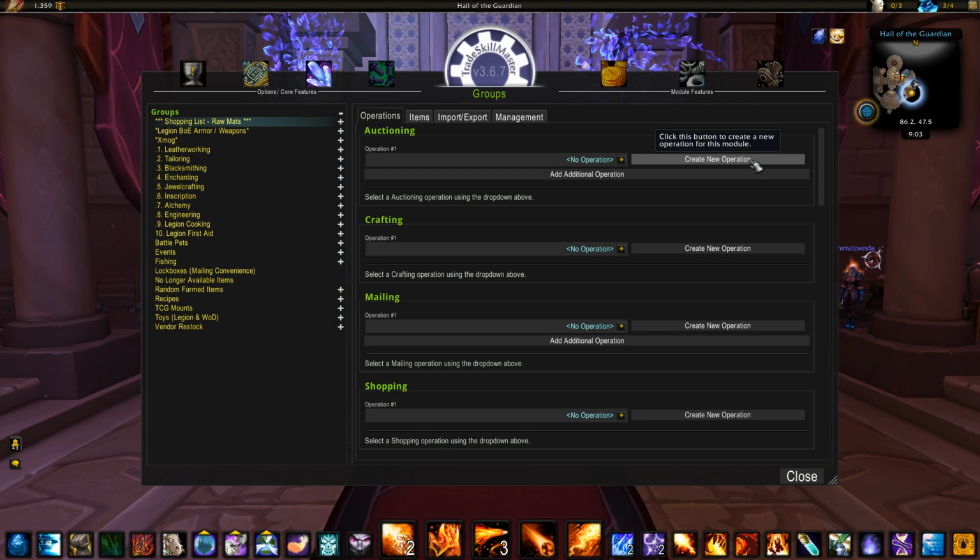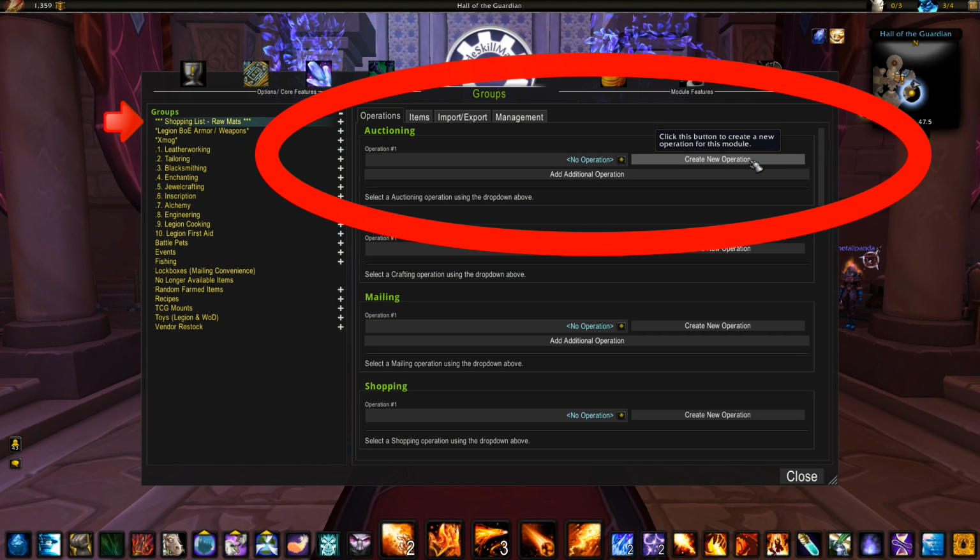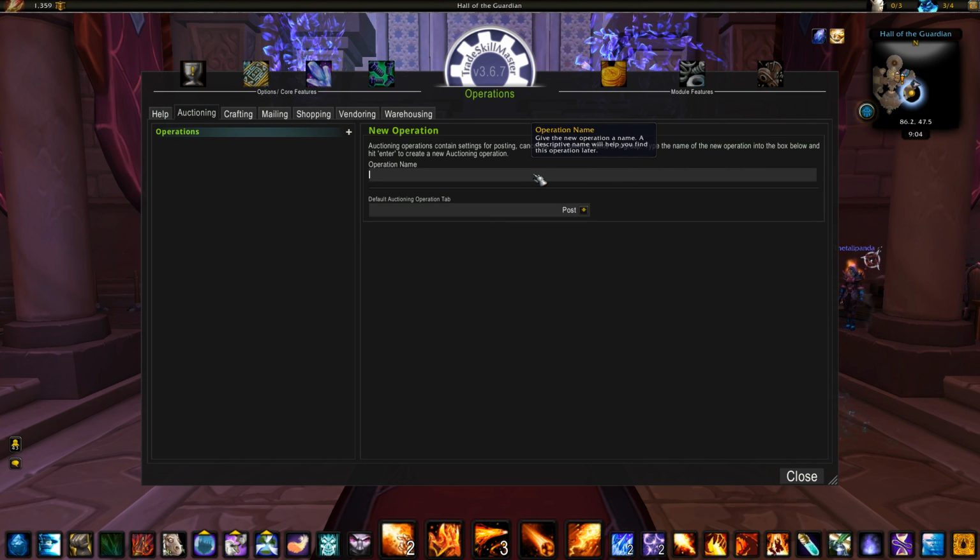Now, TSM auctioning is the aspect of TSM where you tell the add-on how you want it to sell your items. After you've made your group and put the items in the group, which was covered in our groups video, the next step is to set up TSM to sell those items in that group. Click on the group here that you want to use, and then under the auctioning section, hit Create New Operation here. Give the operation whatever name you want.